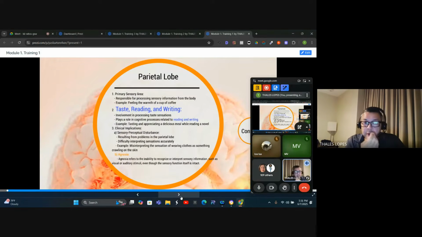Now, the last lobe to talk about today is the parietal lobe. Think of the parietal as all your senses, right? So it's responsible for processing sensory information from the body. Example, the feeling of warmth of a cup of coffee, right?